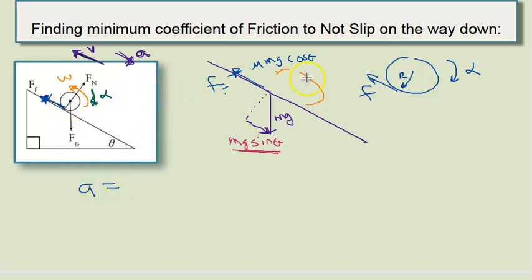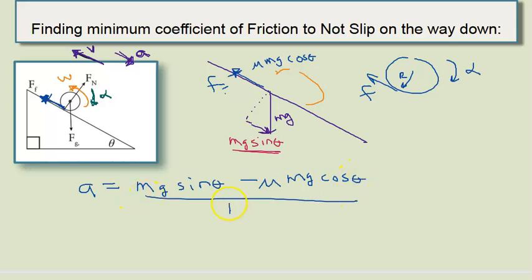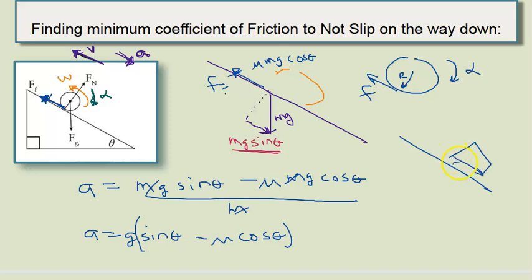So the acceleration is going to be mg sine minus friction all over mass. So the mass cancels again. So you can see the acceleration is the same in magnitude as it was on the way up. And so that means it's slowing down slower than it would if it was just a frictionless cart going up the ramp.